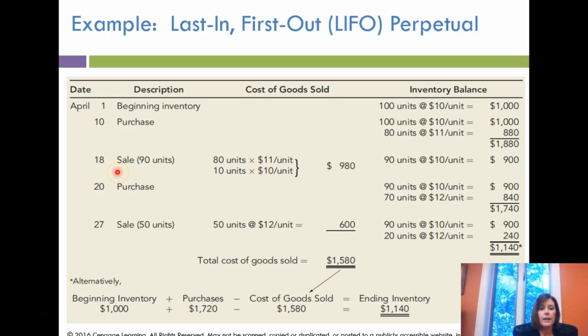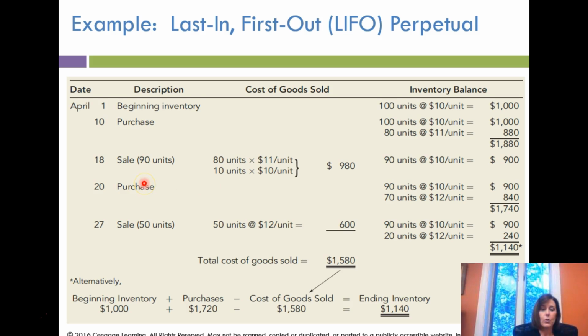So we've made our sale on the 18th, and we default immediately backwards to our most recent purchase, which was 80 units, and we sold 90. So we're going to wipe out the entire 80 units of our first purchase and dip 10 units into our beginning inventory purchase, so that after this transaction, we have 90 units left from what was our beginning inventory.